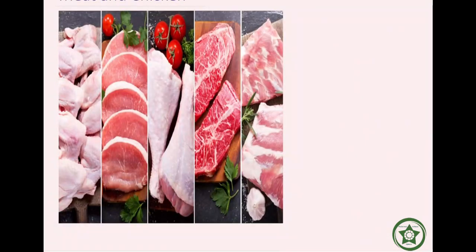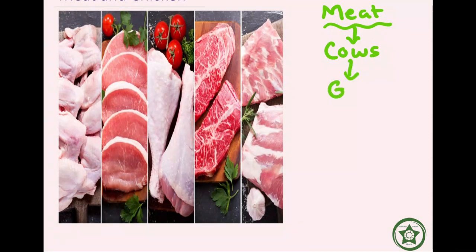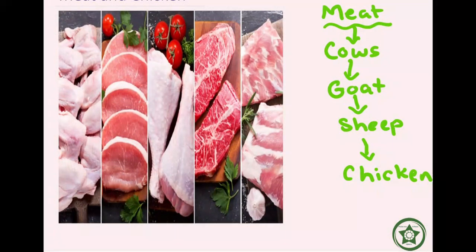Now we are going to discuss the food which we get from animals. From animals we get meat, which comes from cows. We eat meat of goat. We eat meat of sheep. And last but not the least, we eat meat of chicken.